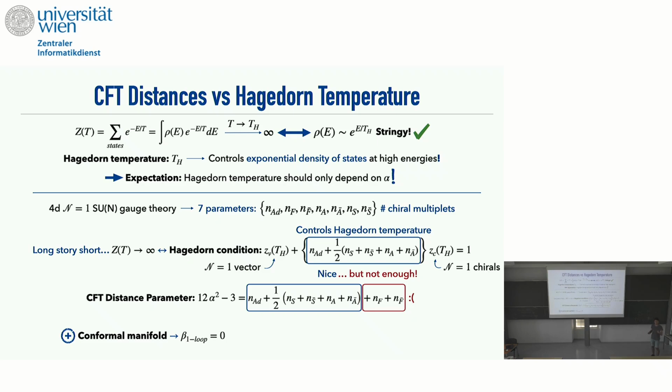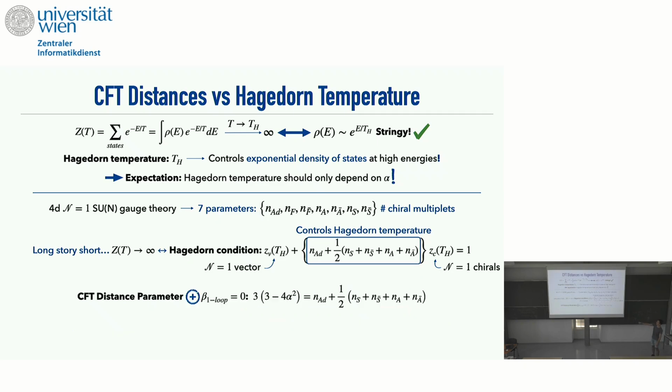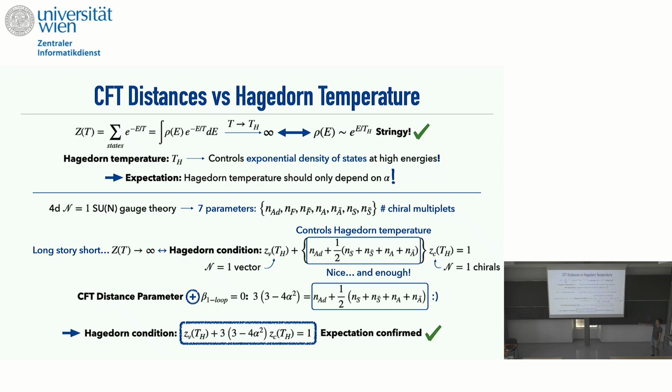And this is something that I can impose at large N, and I will find this equation, which is precisely relating the dangerous term to the linear combination that I like. So we are done. If I put the two things together, I will find that this linear combination is written only in terms of alpha, which is precisely what I wanted. So now this is nice and enough. You can just put it in for fun, and you find this Hagedorn condition, which is confirming the expectation that we were saying, that the Hagedorn temperature only depends on alpha.